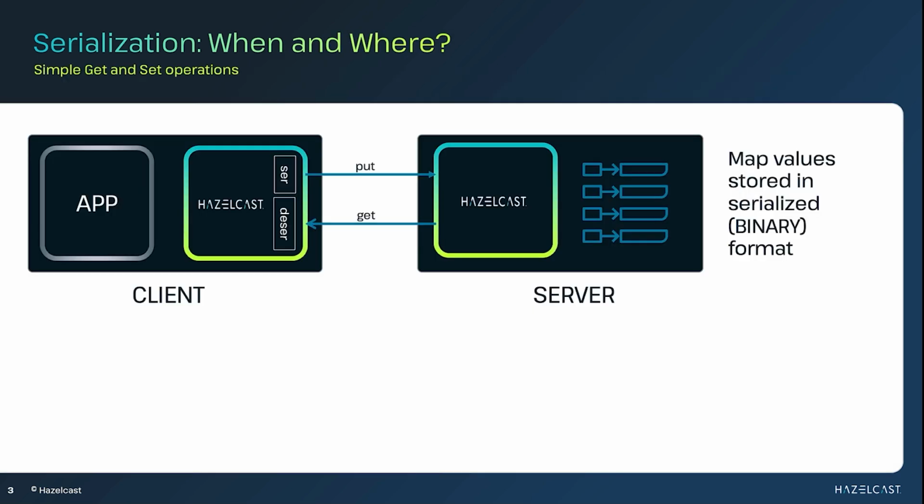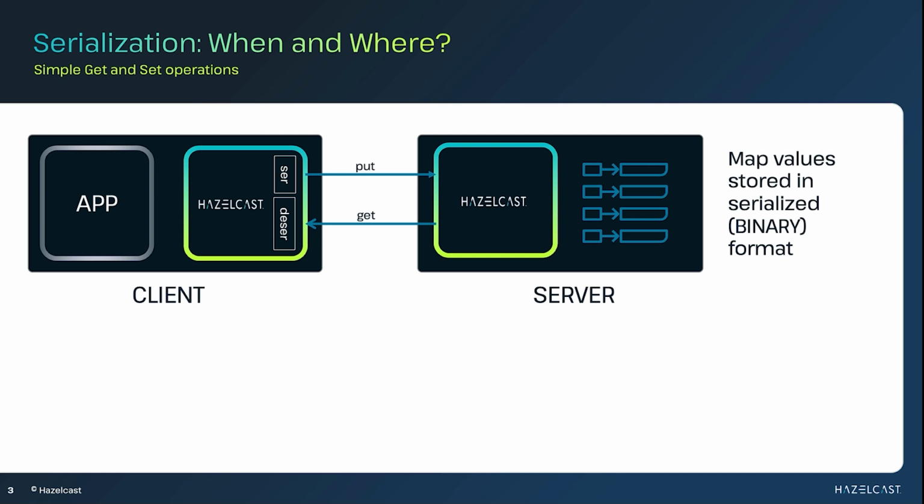The timing of when serialization happens is affected by how you choose to store data in Hazelcast, a setting known as in-memory format. There are three choices: binary, object, and in Enterprise Edition, native or off-heap. To see how this works, let's look at a simple get and put operation.